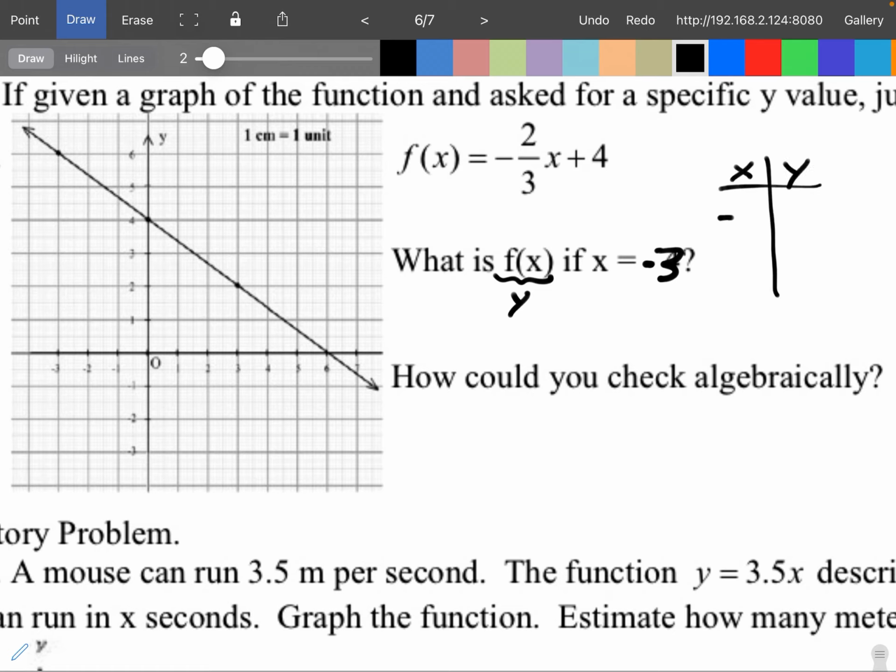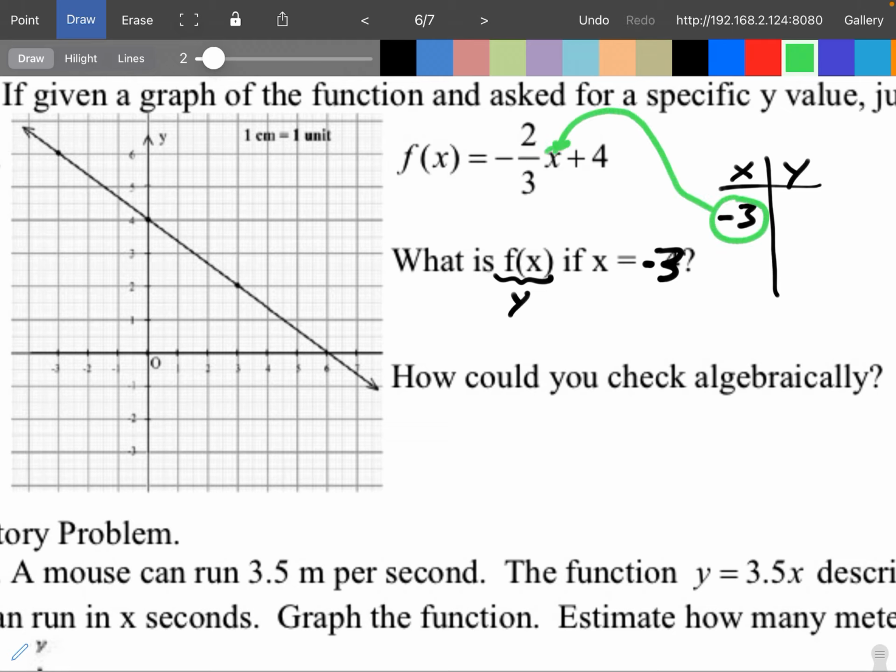Y. That's the same as y. So really all they're asking you is what is y if x is negative 3? Well, that's the same thing we've been doing, right? All you're doing here is they're just saying, okay, I'll make a little chart here for you guys. There's x and y. They're saying x is negative 3, find the y value, that's all.